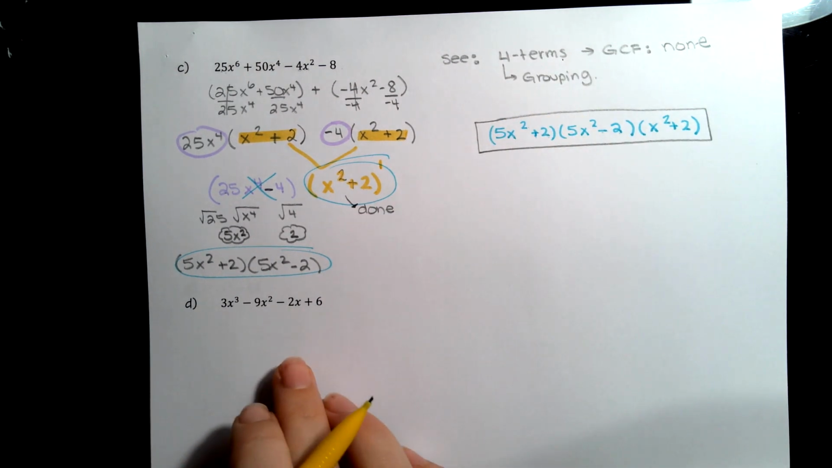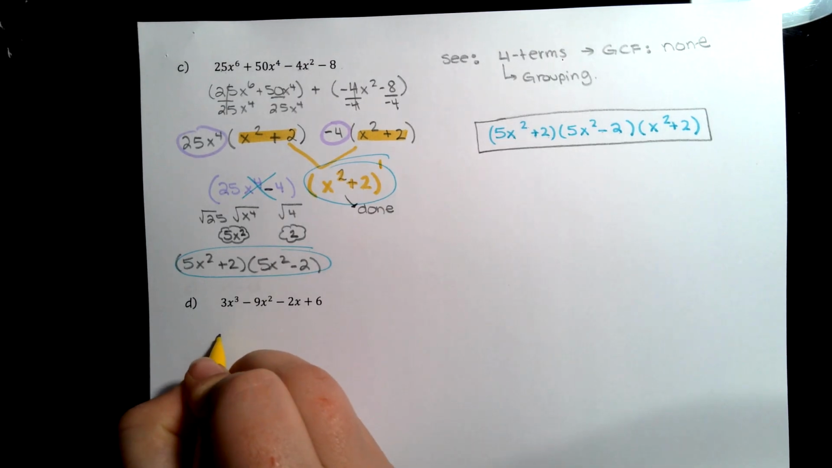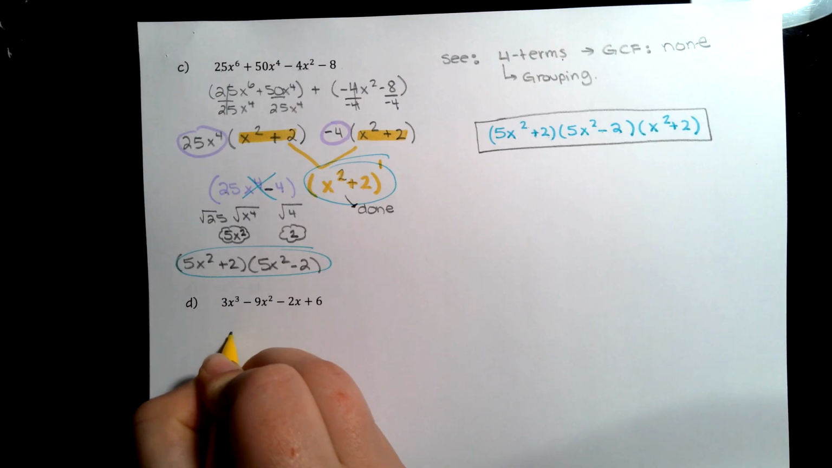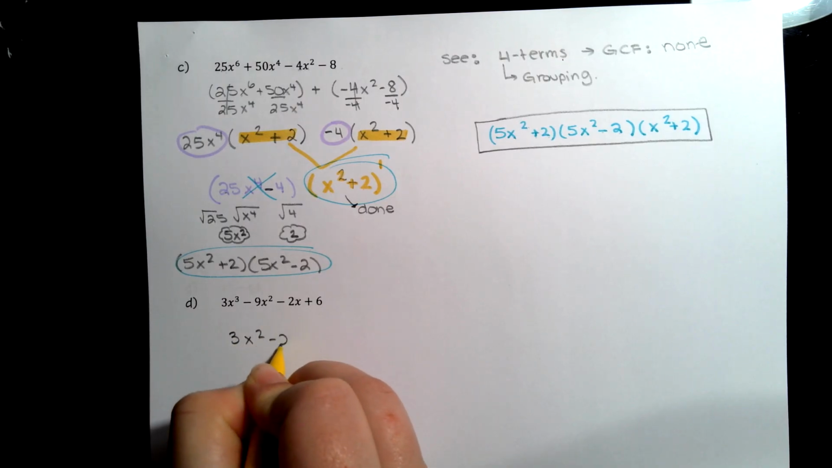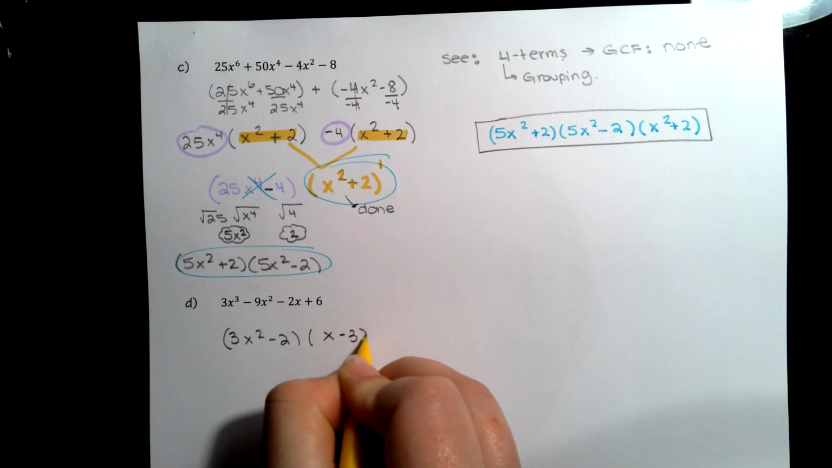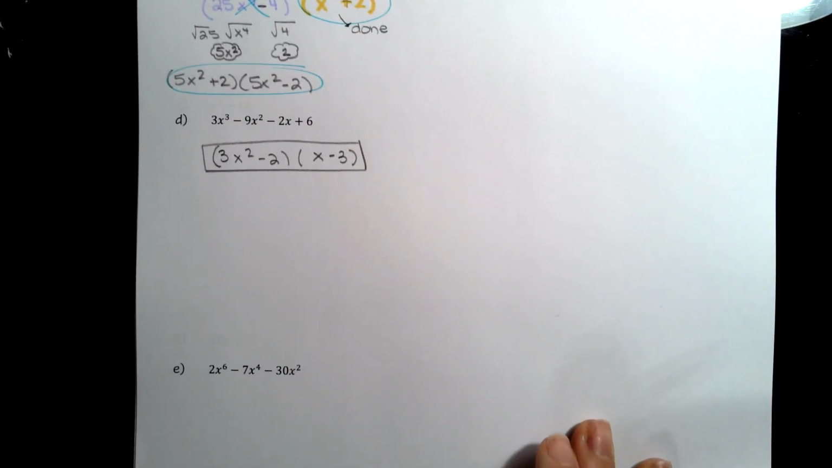Okay, very similarly here, we have for D. So again, skipping around, saving time. We have our answer as 3x squared minus 2 and x minus 3. You must show work for credit.